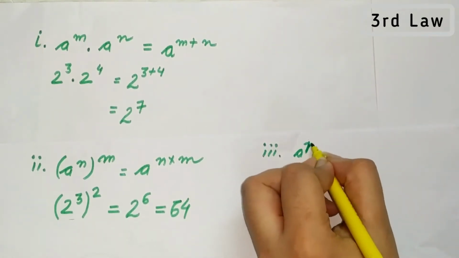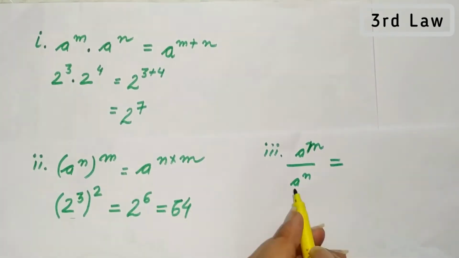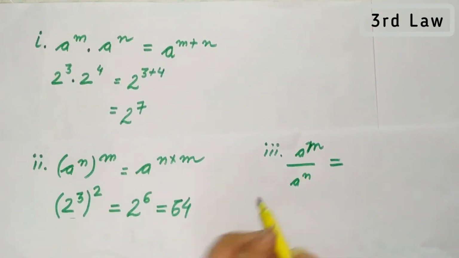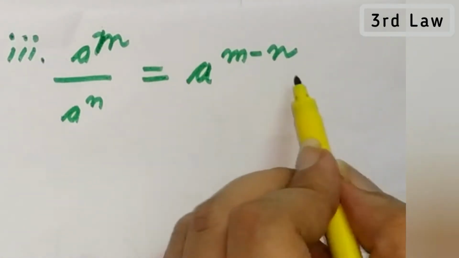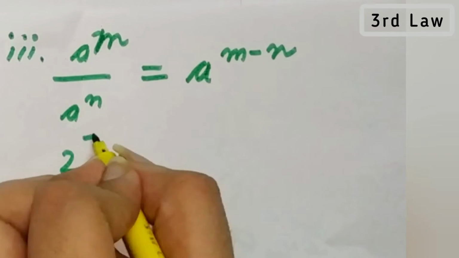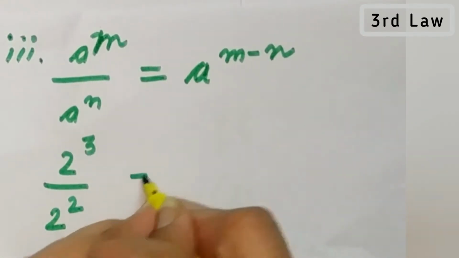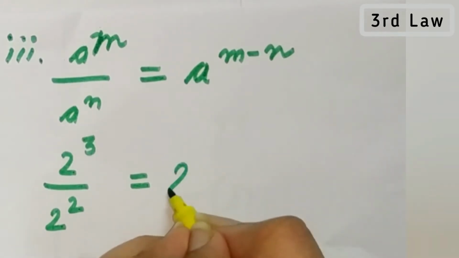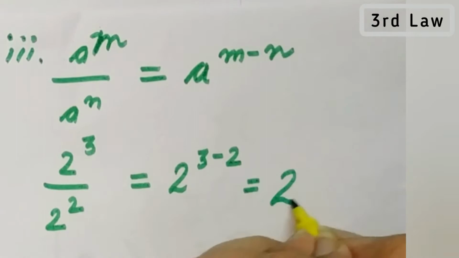Third law: a raised to the power m divided by a raised to the power n. Since base is same, powers or indices are subtracted. For example, 2 raised to the power 3 divided by 2 raised to the power 2, which is equivalent to 2 raised to the power 3 minus 2 or 2.